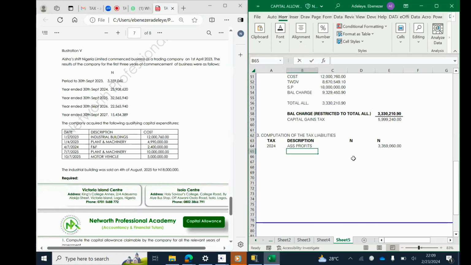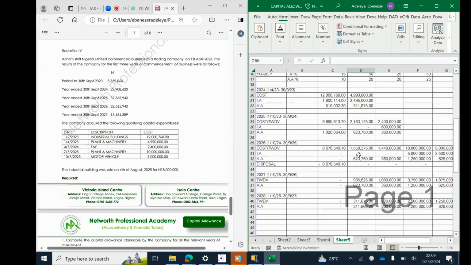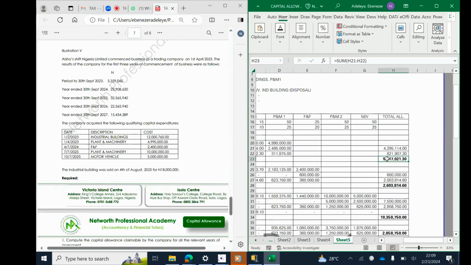So what I have to do is capital allowance. Is there capital allowance brought forward? No, for the year, because that is the first year, so there's none brought forward. What about for the year? What is the capital allowance for the year for 2024? This is it here. Am I correct? So bring it down here.